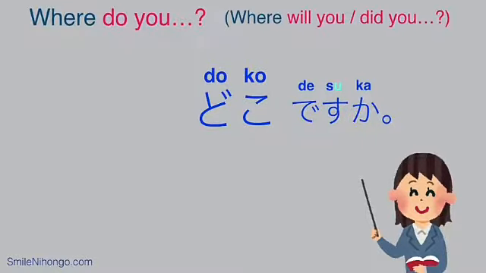However, when you want to ask a question like where do you, where will you, or where did you, then you cannot use ですか because you are going to have a verb in your question. How to use the question word どこ with a verb in your questions? That's what we are going to learn in this lesson.